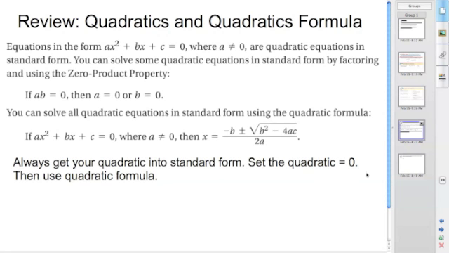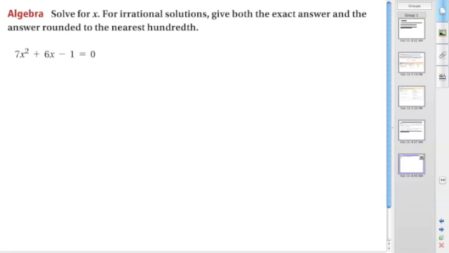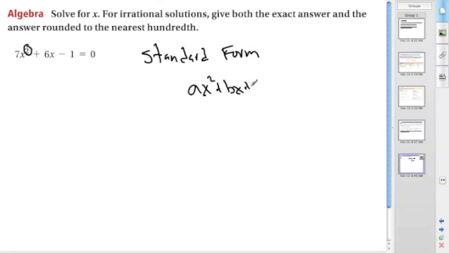So here's an example. I have a quadratic, I know, because I have x squared. It's already in standard form. Remember, standard form is ax squared plus bx plus c equals 0. So I have a, b, c. So a is 7, b is 6, c is -1.